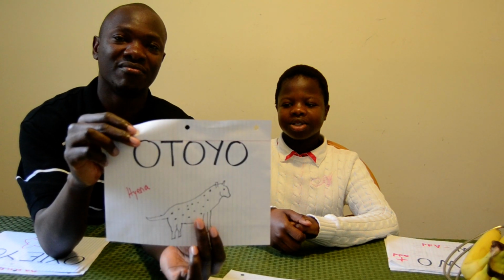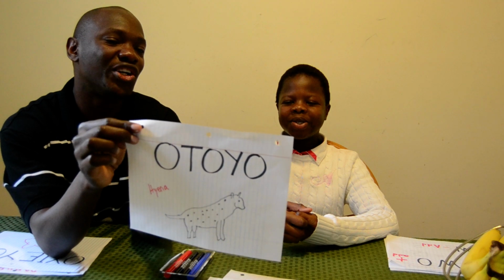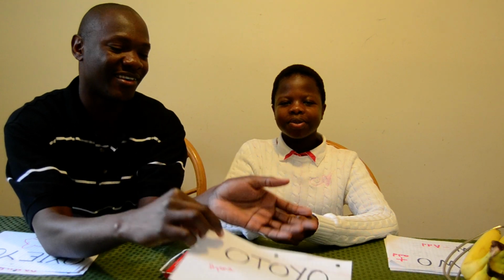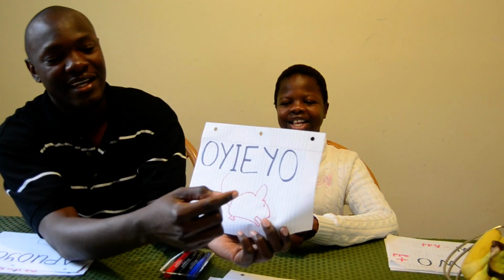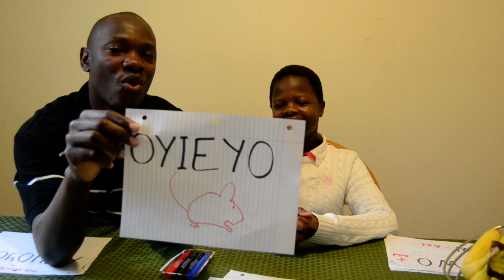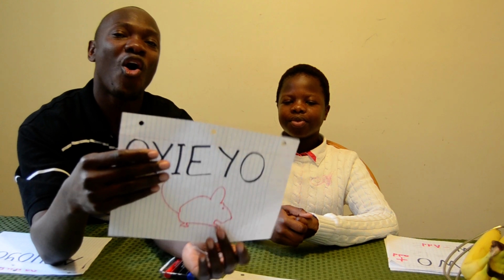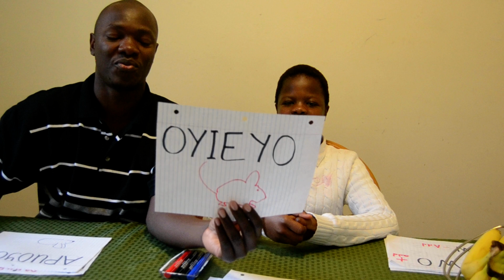Then we move on to, beautiful drawing, obviously. Hyena. We call it otoyo. Correct. And then we move on to this. You have it in your house. No, not you. I'm saying someone else. That is what? Oyeyo. So you could say oyeyo.